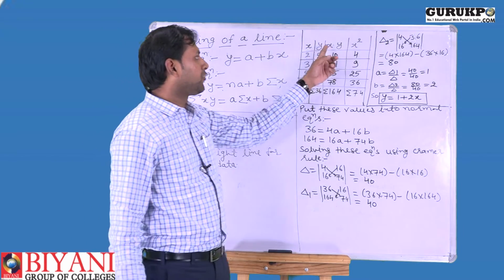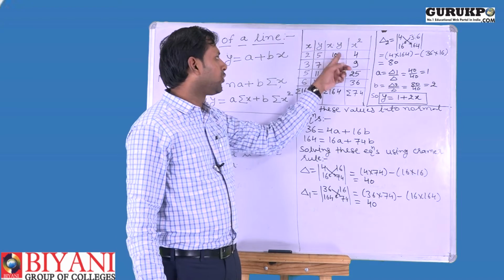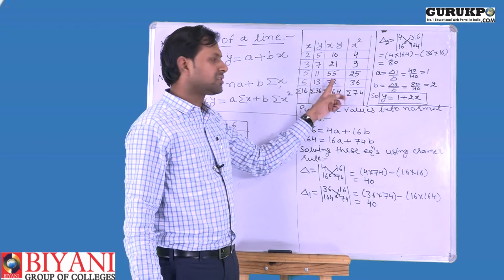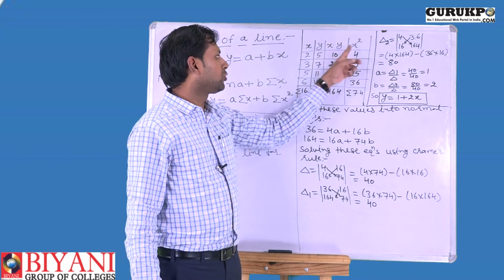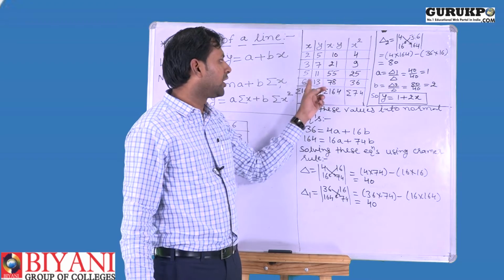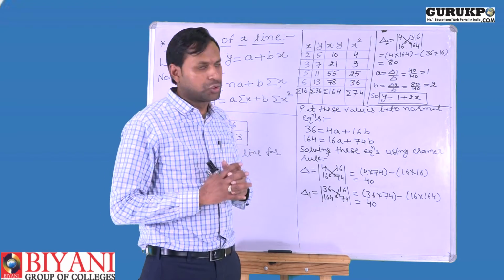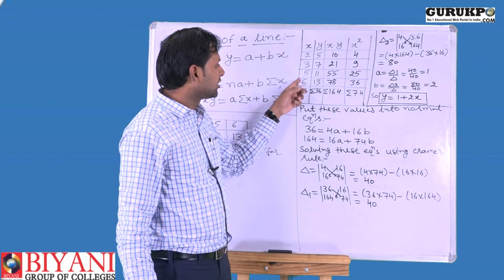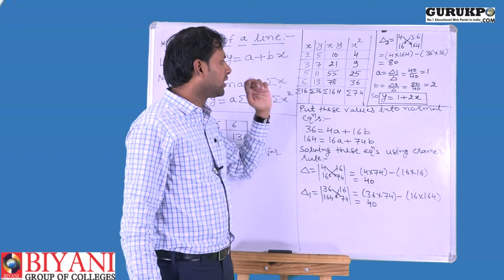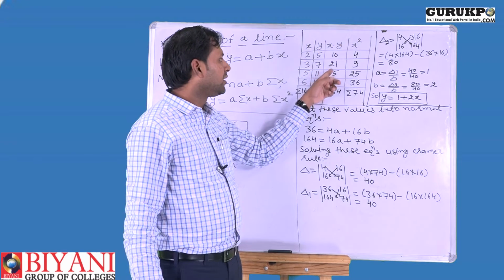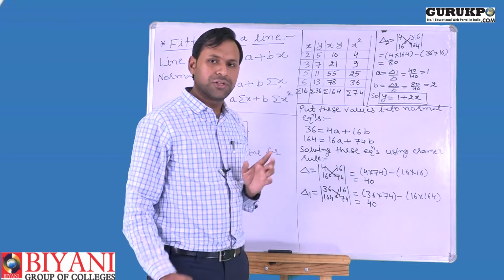Now I have to identify x into y. So multiply x with y: 2 into 5, 3 into 7, and in a similar way for the rest. And we need x square. So find x square: 2 square, 3 square, 5 square, 6 square. And then find the summation of all of these. Summation of x, 6 plus 5 plus 3 and so on; summation of y; sigma xy, the addition of these values; sigma x square, the addition of these values.